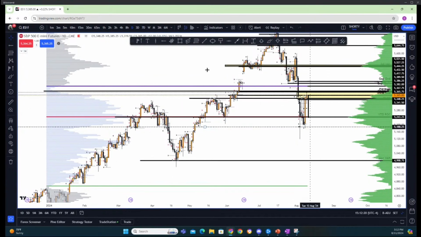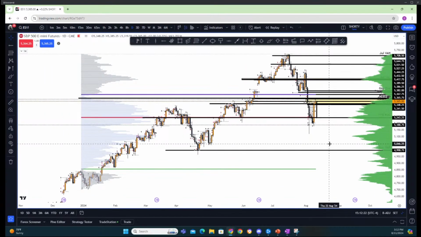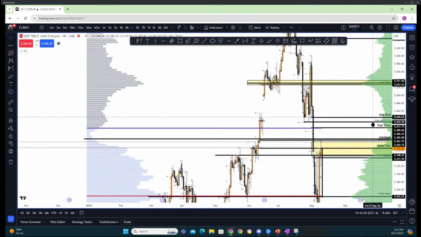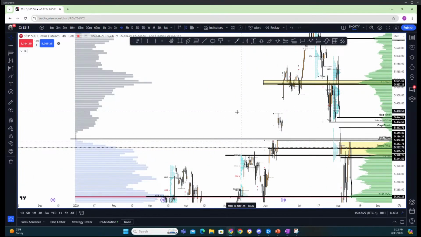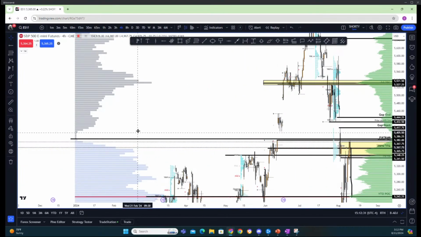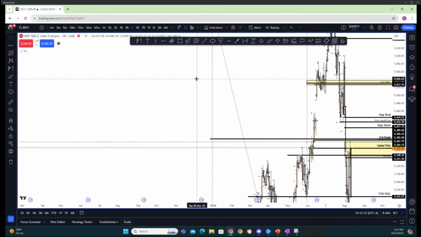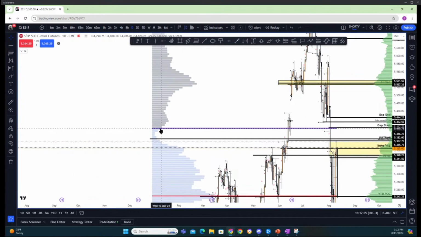I would say that when you go on a daily here, your value area high is sitting at 20 versus 4 hours. I think it was a little bit less. Yeah, 4 hours is 86. I think that's the only difference that I noticed on daily versus this one here. So that's about it.